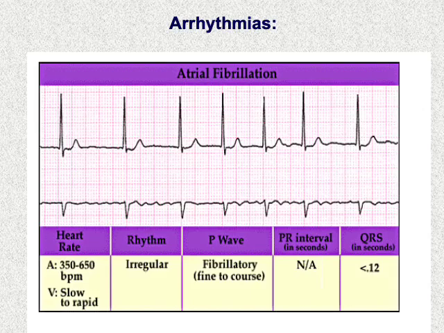So we will have an irregular rate, as you see here, because these are irregular multiple ectopic foci, and we will have absent P waves, no P waves, and either a flat line or irregular waves. This can be fine or coarse. We can have fine fibrillation or coarse fibrillation, and usually this fine or coarse fibrillation is seen in lead V1.